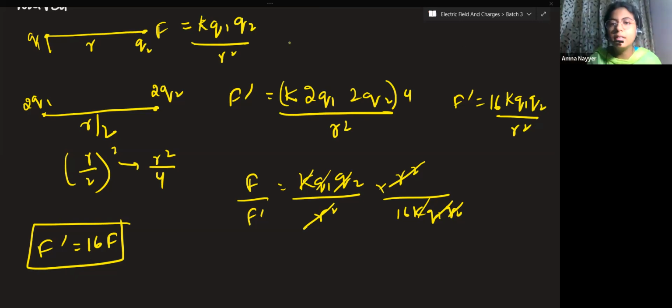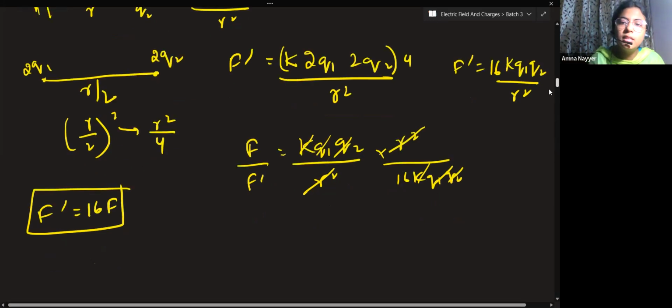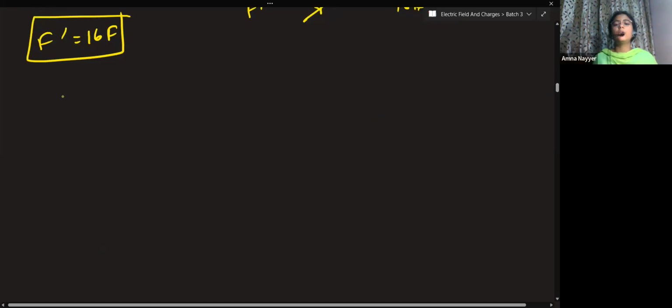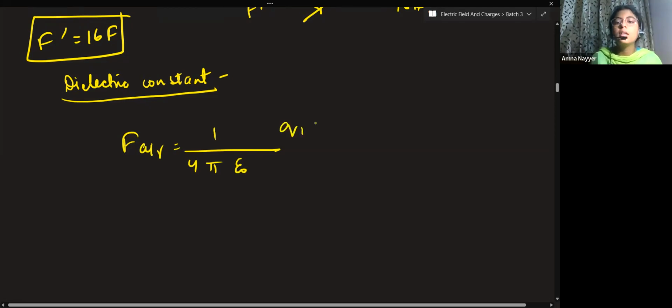So we had discussed a little about epsilon naught and the constant. Let's discuss it in a bit more detail. What is dielectric constant, or the concept of relative permittivity? What is meant by dielectric constant? So now see, as I've told you, force in air is given by 1 by 4 pi epsilon naught, Q1 multiplied by Q2 by R squared. This is the force in air.